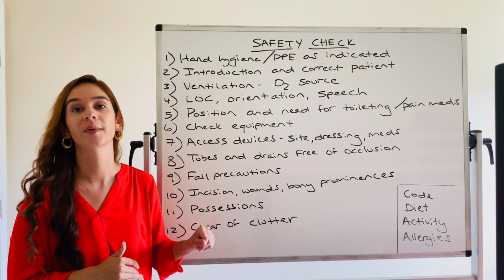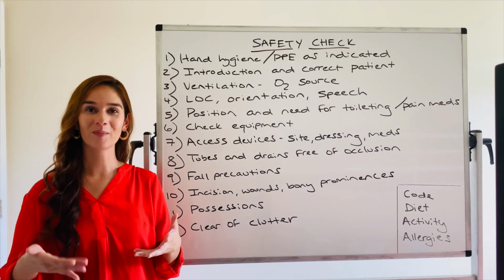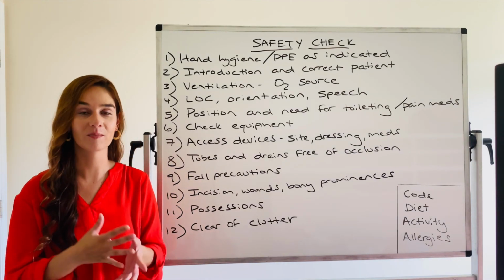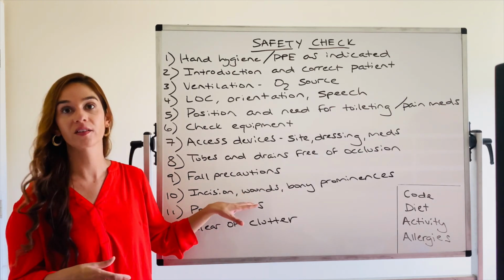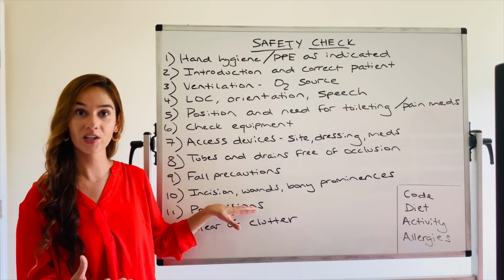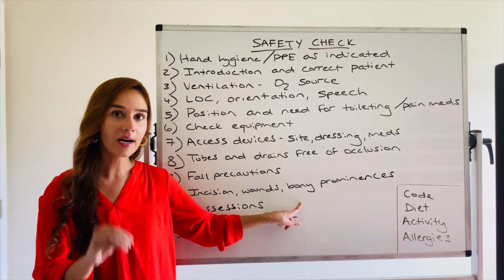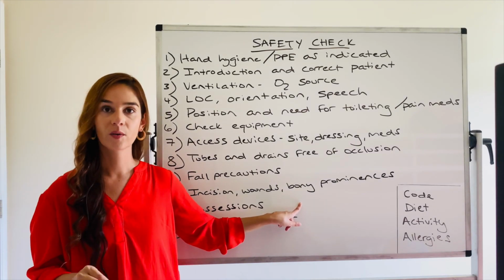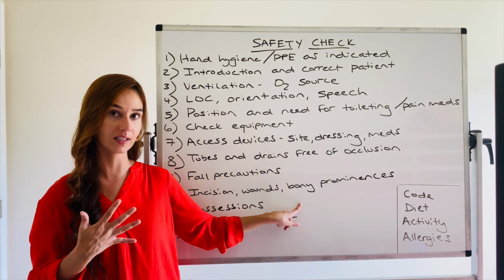Incisions, wounds, and bony prominences. This is kind of just whatever they're there for, right? If they're post-op, check their incision, right? Make sure that it's clean, dry, and intact. Make sure that they don't have any abnormal drainage. Any wounds that they are there for that you already know about, make sure that you're monitoring routinely. And then, of course, bony prominences. Upon admission, you have to look at every single pressure point on that body. We need to make sure they don't have any wounds coming into our facilities, okay?